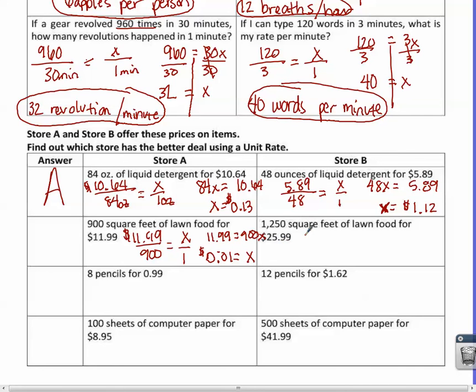And then in store B, you have 1,250 square feet of lawn for $25.99. So you're going to say $25.99 for 1,250 square feet. How much money is it for 1 square foot? Set up your problem. Divide each side.